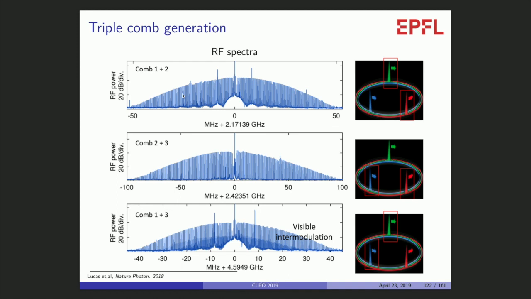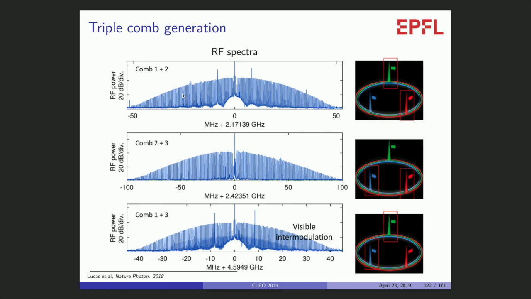This is a triple comb scheme. So again, you pump three different mode families. You generate three solitons at the same time. And in this scheme, there were two solitons clockwise, one soliton counterclockwise. And so here's what you see. This is comb 1 and 2, and 1 and 2 are traveling counterclockwise.